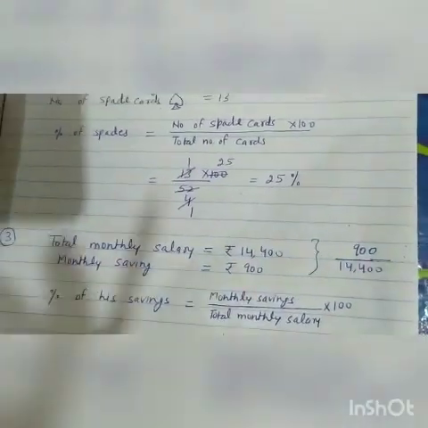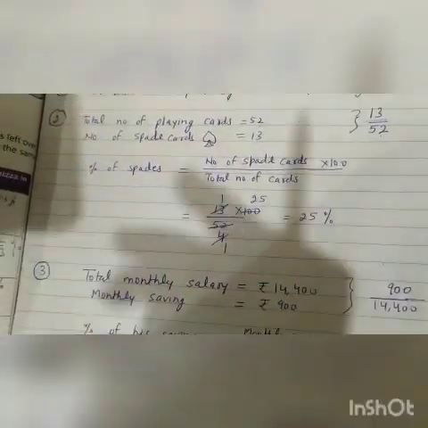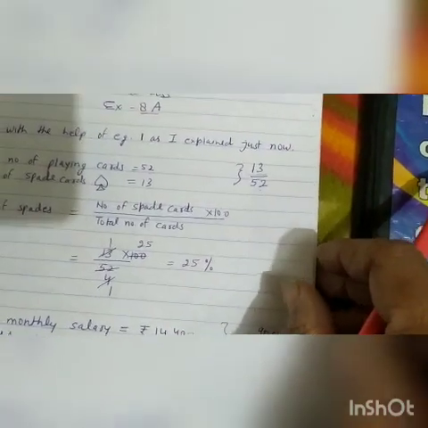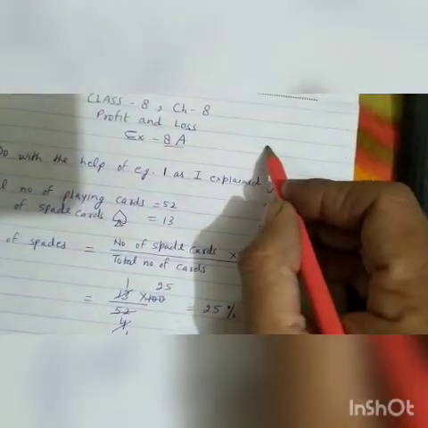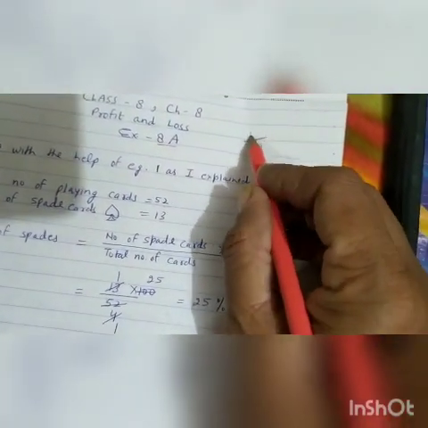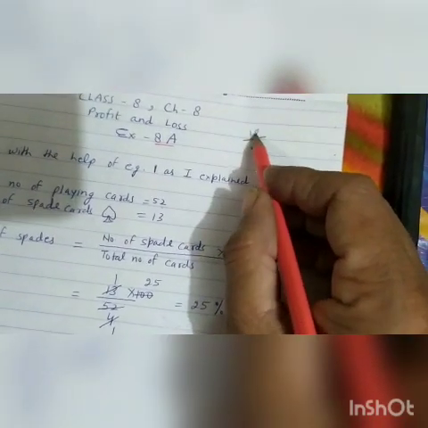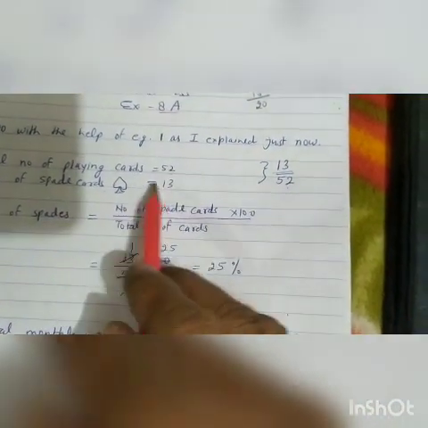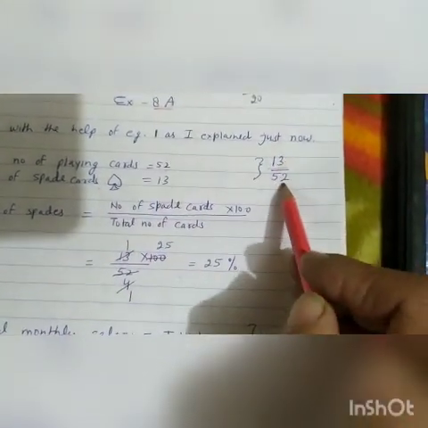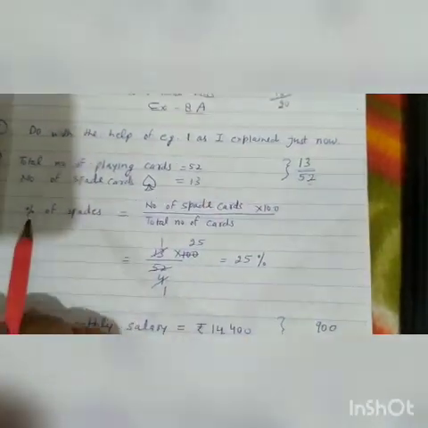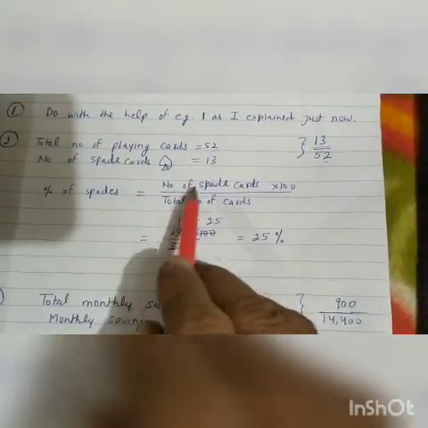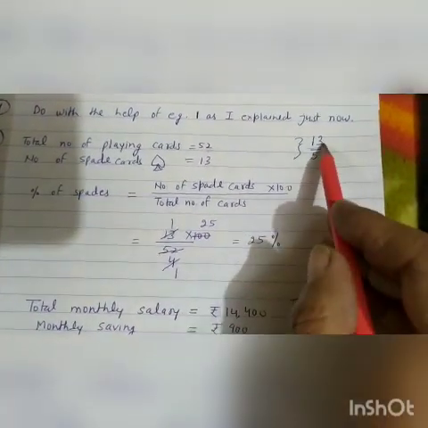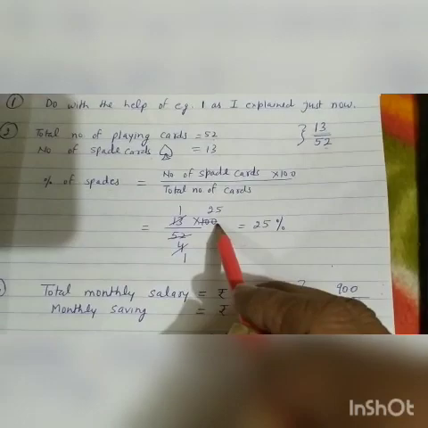Students, you get marks in your unit test or exam also. Suppose your unit test is for 20 marks and out of 20 marks you got 18. Then we write it like this, 18 upon 20. In the same way, out of 52, spade cards are 13, so we will write 13 upon 52. So the percentage of spades is equal to the number of spade cards upon the total number of cards, into 100. This is 13 upon 52 into 100.